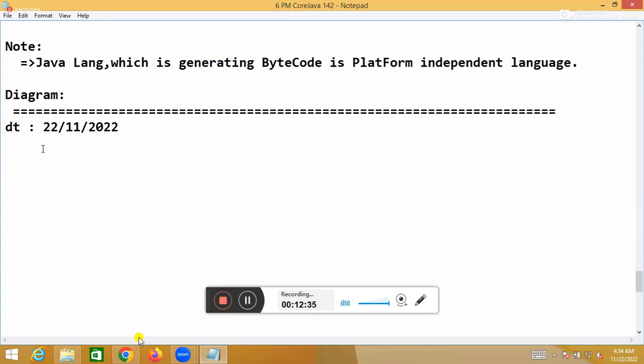Today's class is, yesterday I used one term known as a compiler. Sir, I want to know what is this compiler. Make it FAQ.